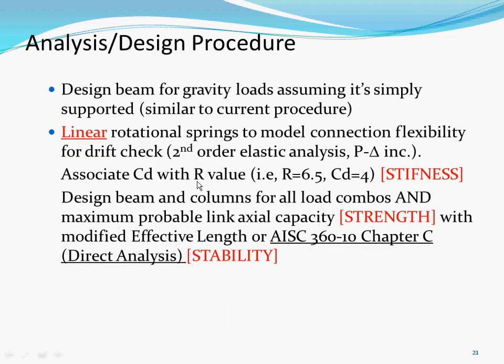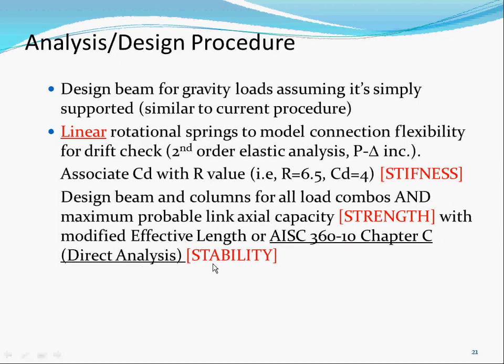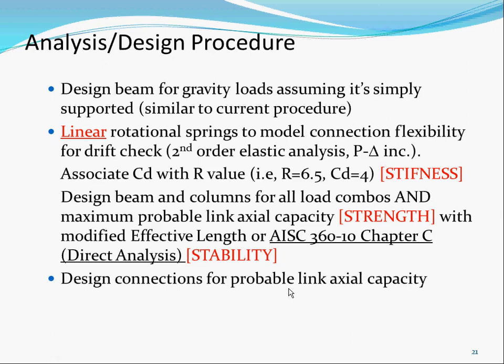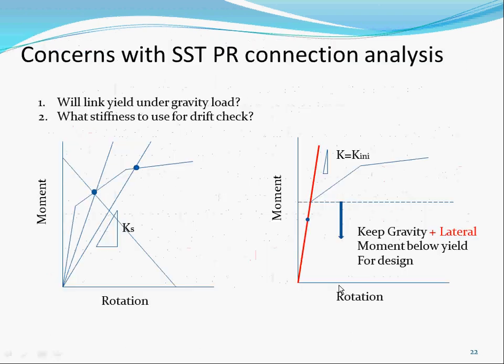The second step is we'll use linear rotational springs and linear axial springs for the drift check. So that's what the K we're saying is, that's what we're using for drift check. That's where the stiffness comes in. For strength and stability, we'll use the effective length method or the AISC Chapter C direct analysis for stability. I'll go over these a little bit more when we go into Chapter C of AISC 360 on the design, what these different methods mean and what they're trying to capture. And then design connections for the probable link axial capacity.